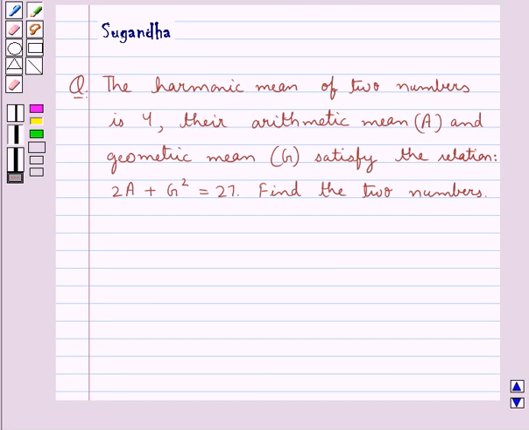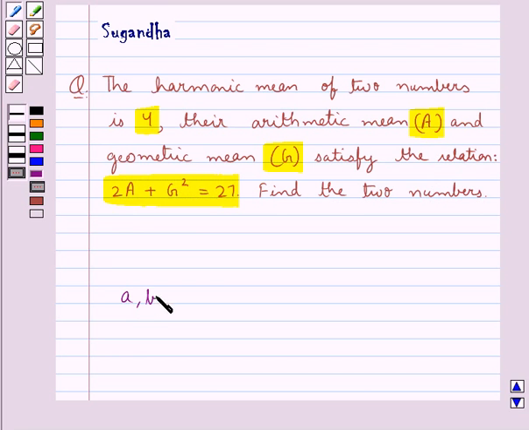Welcome to the session. In this session, we discuss the following question, which says: the harmonic mean of two numbers is 4. Their arithmetic mean, that is A, and geometric mean, given by G, satisfy the relation 2A plus G square equal to 27. Find the two numbers.